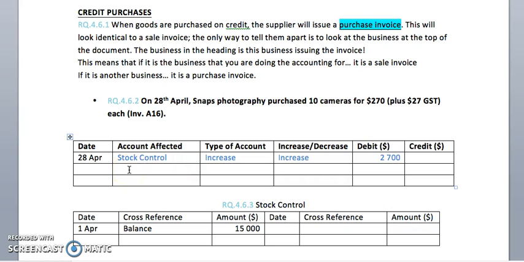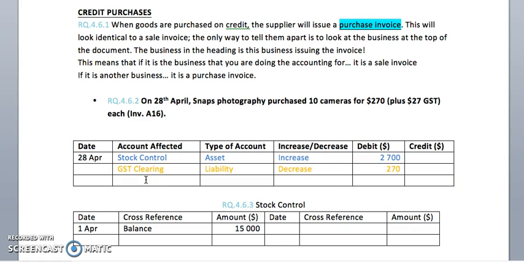Now, the next thing that happens is we need to account for our GST. This is a liability. This is going to go down because we are paying out GST. We no longer have that GST. We're no longer holding on to that GST for the ATO. So it's going to go down. To decrease the liability, you're going to debit.